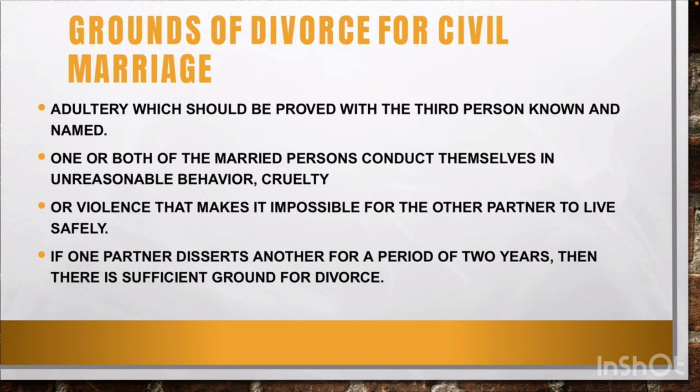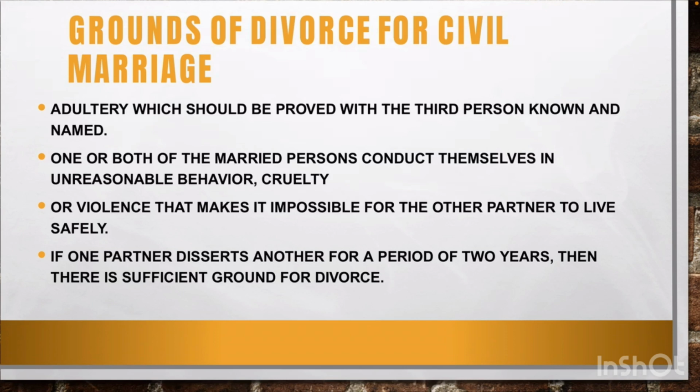Adultery, which should be proved with the third person known and named. So, like I said, for customary marriage, adultery by the wife, even if it's not proved, can lead to divorce. But under statutory marriage, adultery should be proved with the third person known and named, that I found them, I have got evidence that this happened.